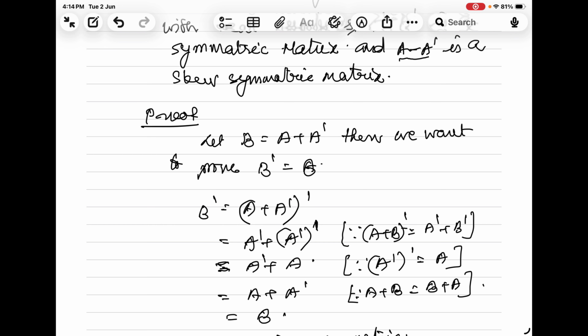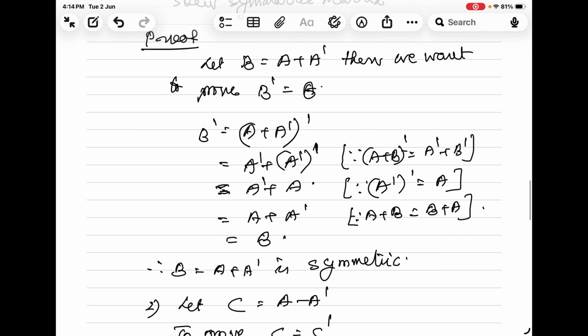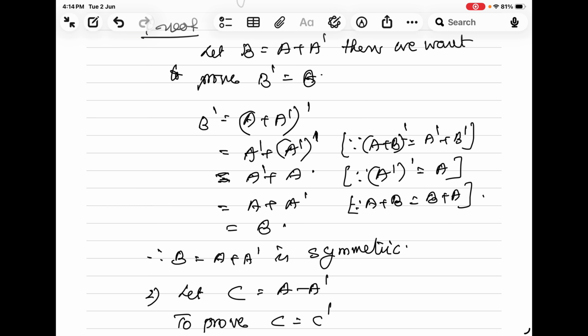So instead of (A transpose) whole transpose, here we can write A. That's equal to A plus A transpose, by the commutative property. In matrices, A plus B equal to B plus A. So A transpose plus A can be written as A plus A transpose. That's equal to B. So B equal to A plus A transpose is symmetric. So first part is proved.